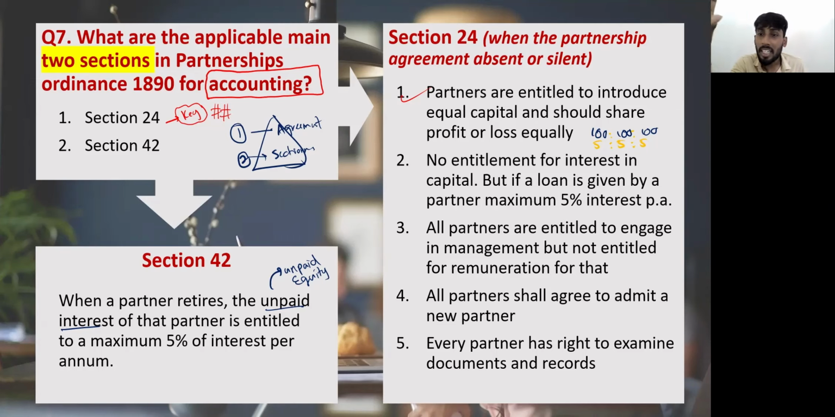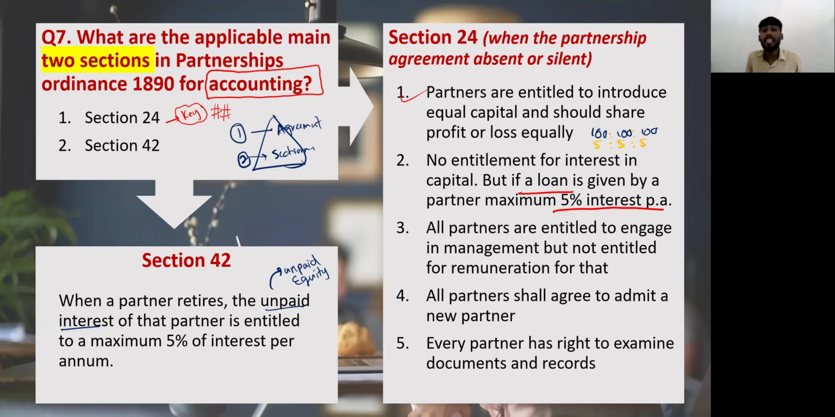But if a loan is given by the partner, I will teach you how the partners can contribute to a business in various ways and in two capacities. Then you will understand this part. So in case the partner has given a loan, that is not the capital introduced, that is a separate loan. If the partner has given a loan to that organization, then a maximum of 5% interest per annum can be paid.